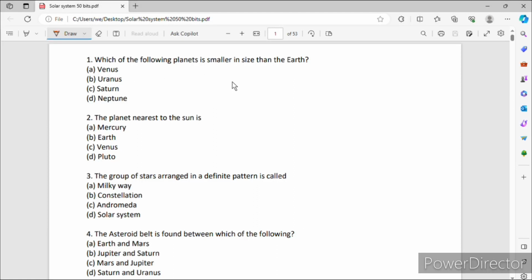In this session we will see MCQs on geography subject. So this is the first session of the geography MCQs. Let us start our discussion on the MCQs. The first question is, which of the following planets is smaller in size than Earth?